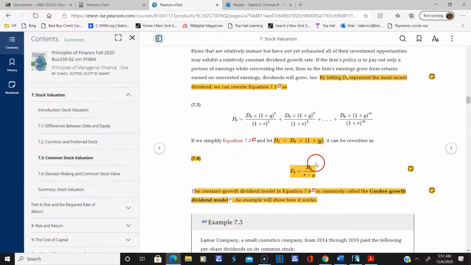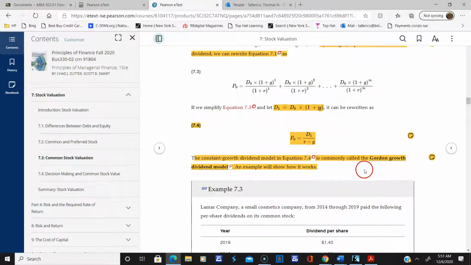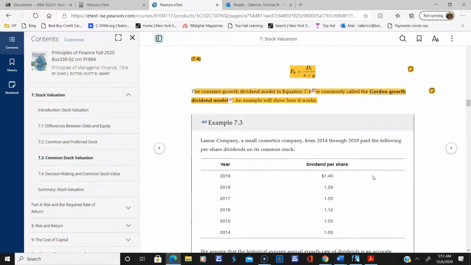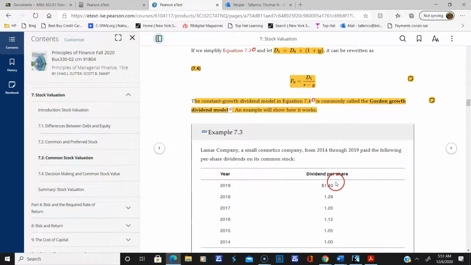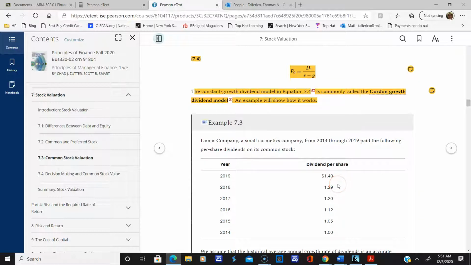All we do is put the next period's dividend here. Here's the interest rate, your required return, and we subtract the growth rate. Here's a nice example of dividends per share growing at a constant growth. Constant growth model.